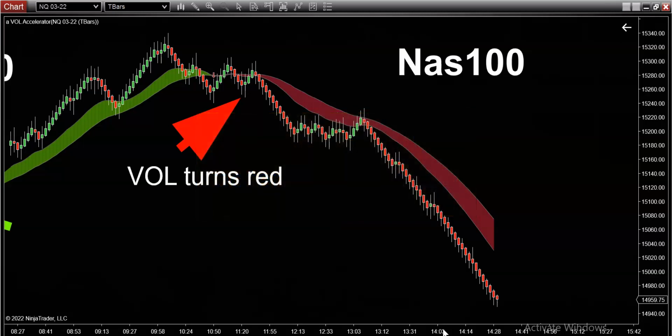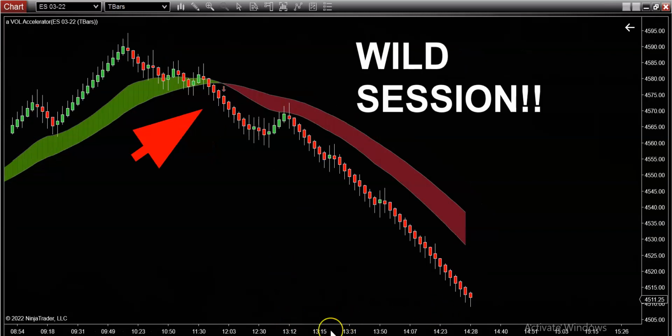But this is the truth behind a trend trading system and a trend trading style. Whether you're trading the NAS 100 or the S&P, you have to understand that you're going to make probably 90% of your income on trend days like we had today, and you're going to give some of it back on chop days like we had earlier in the week.